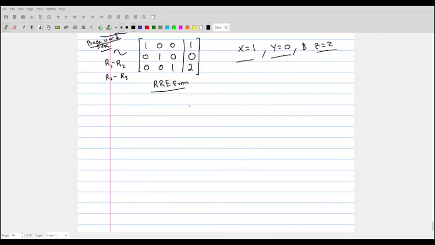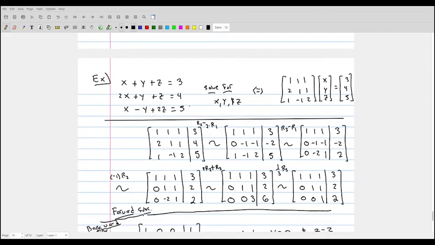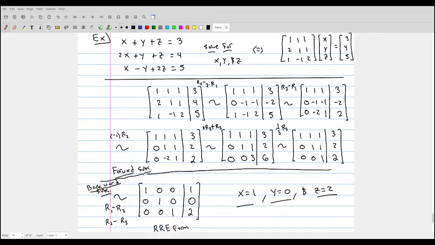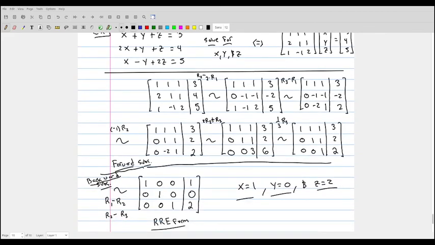So you can see that it's much more convenient to use this row reduction algorithm for computing the solution to this linear system. And it is definitely more efficient when you deal with larger and larger and larger systems.